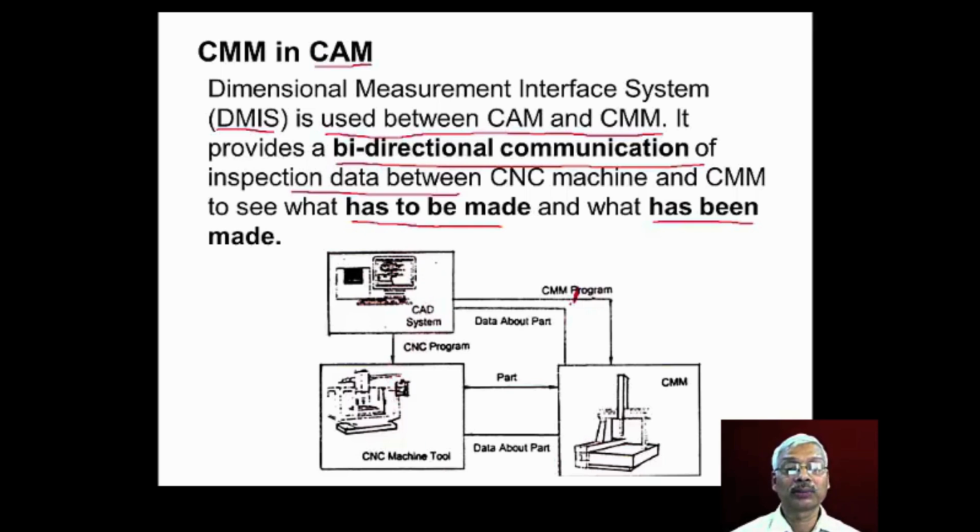Or the part program is supplied to the CNC machine tool for machining the workpiece. This CAD system also generates an inspection program based upon the CAD data, and that is supplied to the coordinate measuring machine.